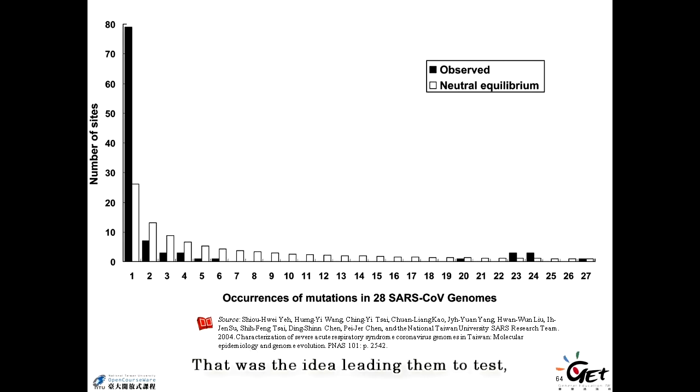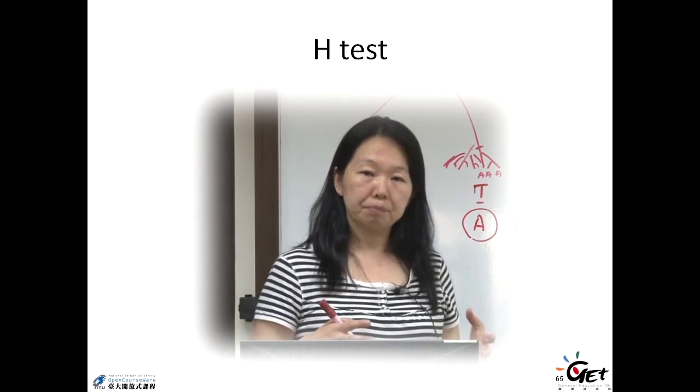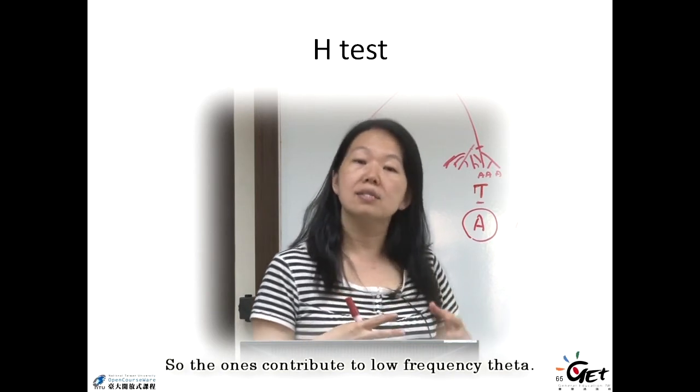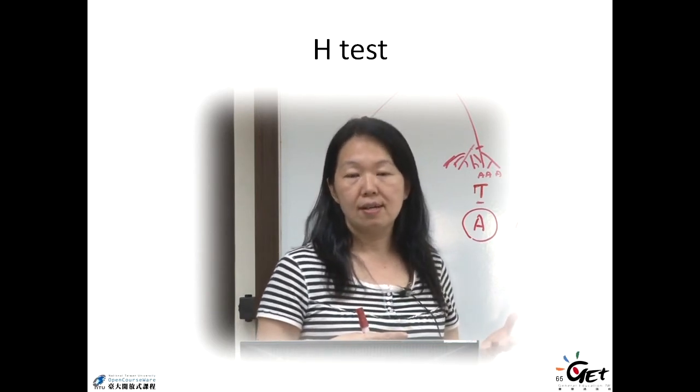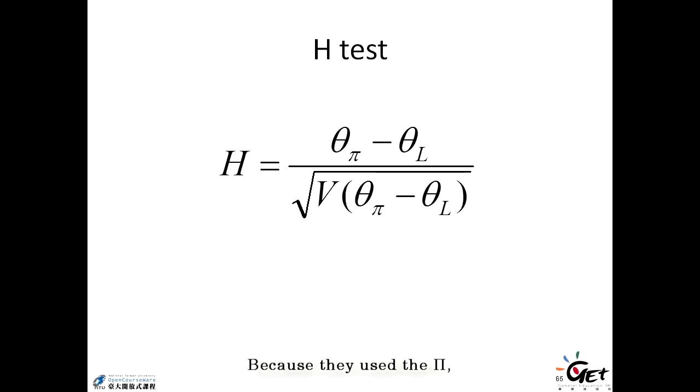That was the idea leading them to use the frequency spectrum to test whether these genes, or some of the genes, are under positive selection. The statistical test they did uses pi and compares that to the low frequency, the ones that contribute to the lower frequency theta. The statistic is called the H test, because pi is the heterozygosity, so they use H as an indicator to look at the polymorphism level.